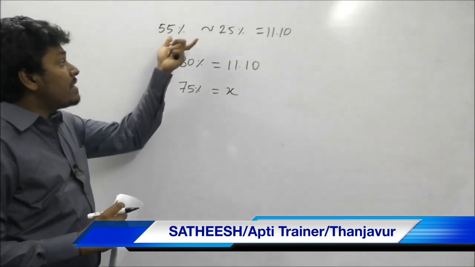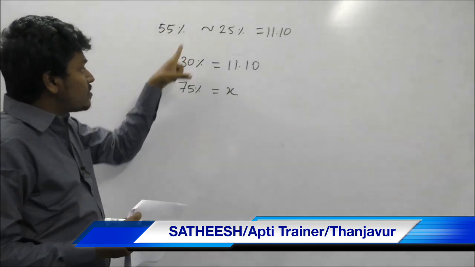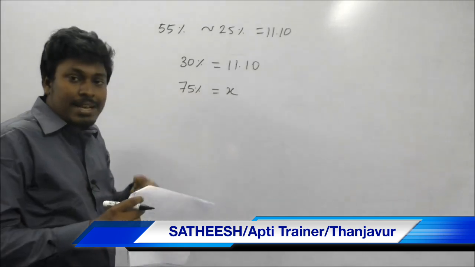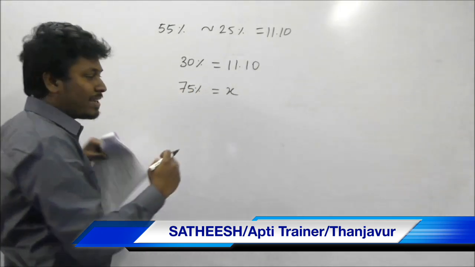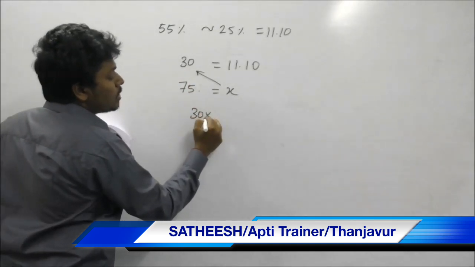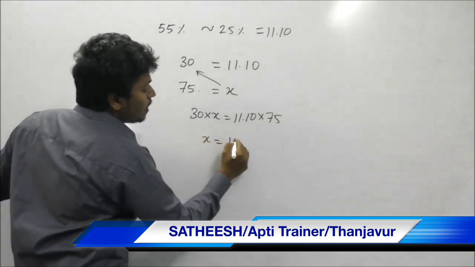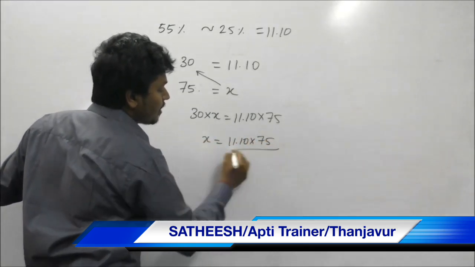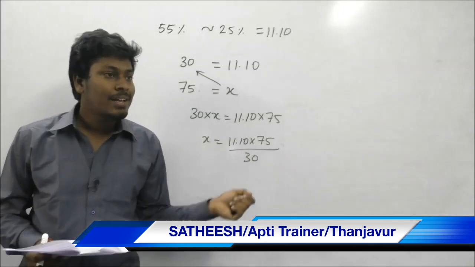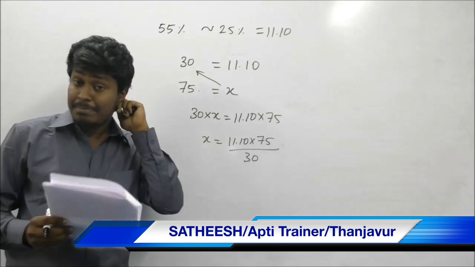Understood, friends? They have given the difference between two numbers, which is 11.10, and the difference in percentage is 30%. So 30% is 11.10. Then what is 75%? They are asking for 75%, so 75% is equal to x. The percent signs cancel. Just cross multiply: 30 into x is equal to 11.10 into 75. Therefore, x is equal to 11.10 into 75 divided by 30. If we cancel using the 5 table, I hope you can surely get the answer. So follow this procedure if they ask a similar sum involving the difference between percentages.